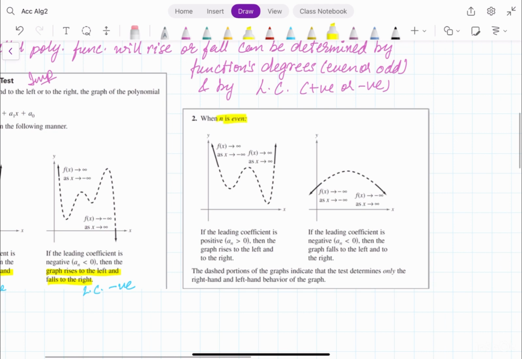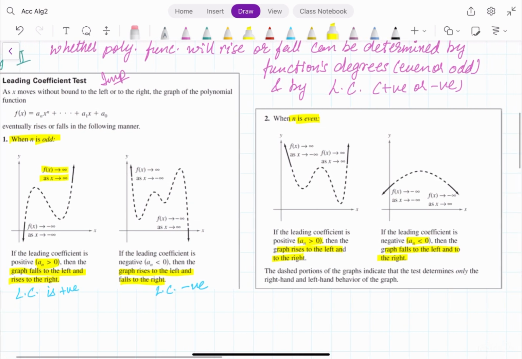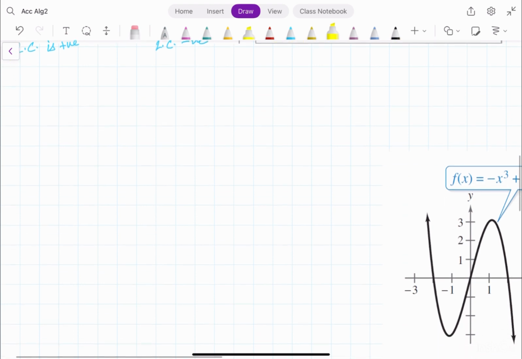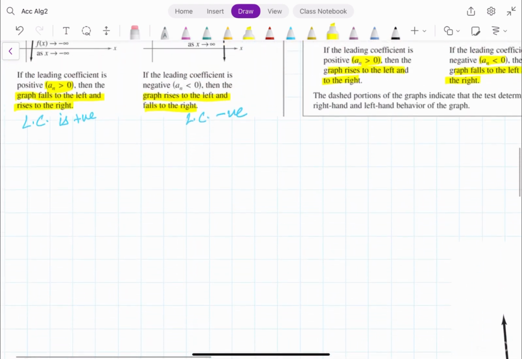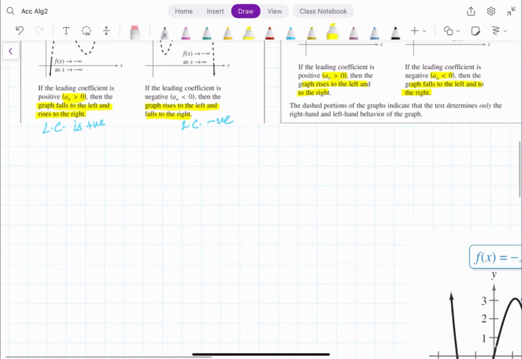Now, when n is even, for example x squared, x fourth, and so on, and the leading coefficient is positive, then the graph rises to the left and to the right. The same scenario when the leading coefficient is negative: the graph falls on both sides, the right hand side and the left hand side. Because when n is even, it behaves like the parabola. When n is odd, it behaves like the cubic function. With the cubic function, it crosses the x-axis.